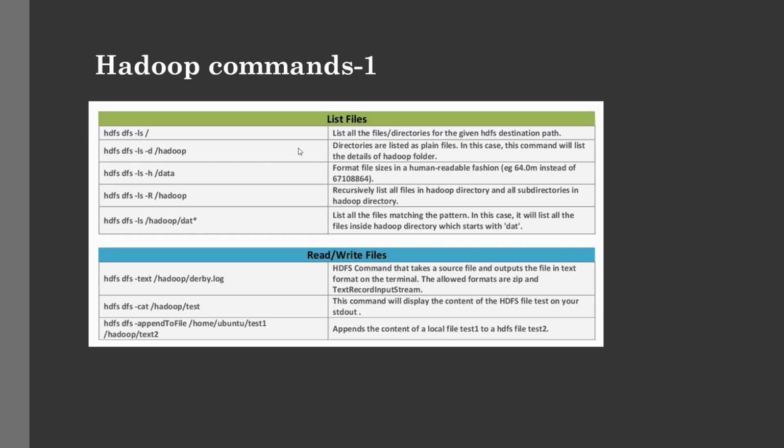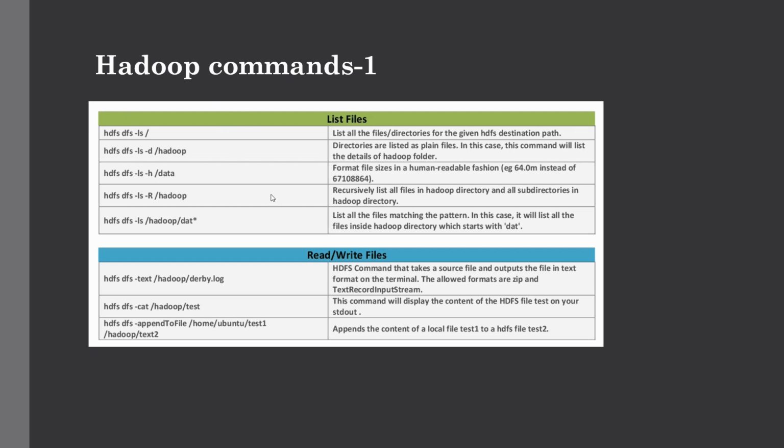Instead of giving this whole number, it will show it as 64 million. If you use -R, it will list out all the files in the Hadoop directory as well as the subdirectories present in the specified directory. And for pattern matching, we can use the star to get the files having the matching pattern. So this is all about listing files.